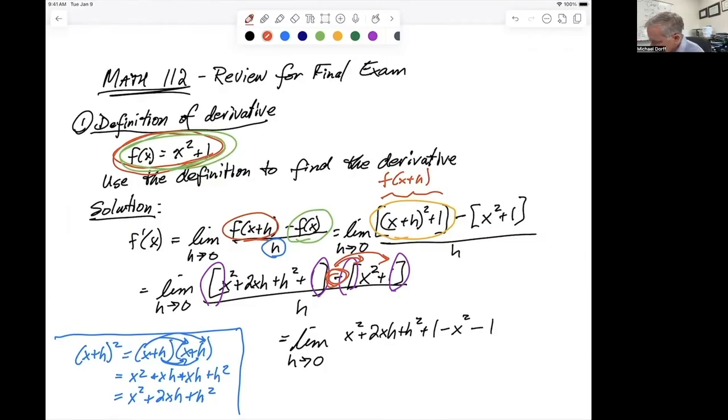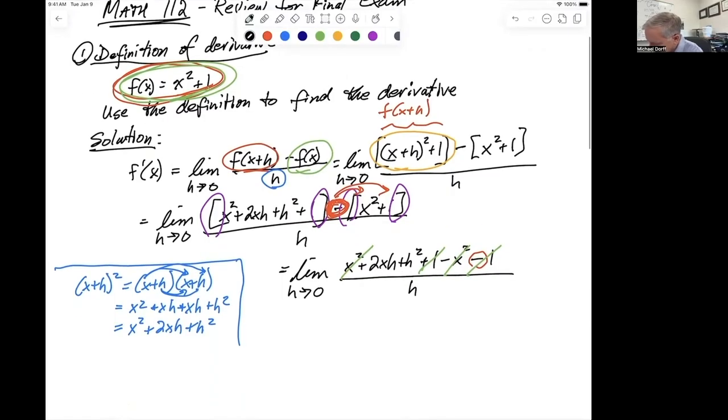Make sure you get that minus 1 there because you've got that minus in front of the square bracket of the last term there. All right, and then that's all over h. And then I notice that I have some things in common. This x squared and this negative x squared cancel out, and this 1 and this negative 1 cancel out. That should happen. That's a good thing.